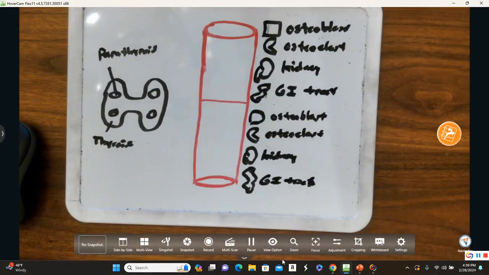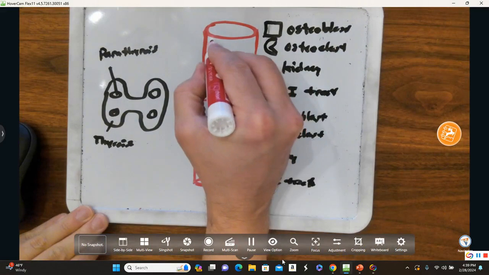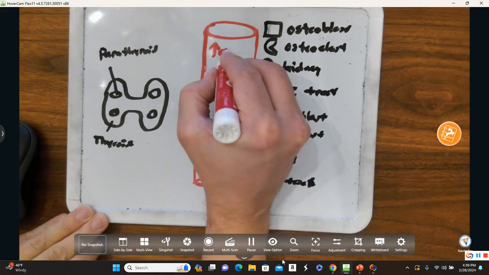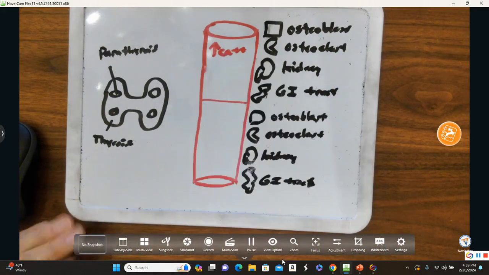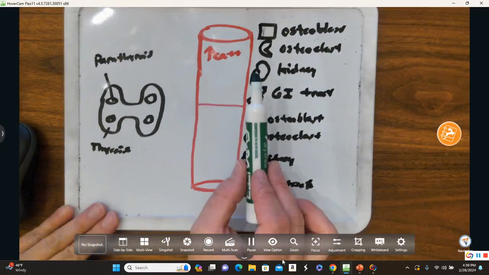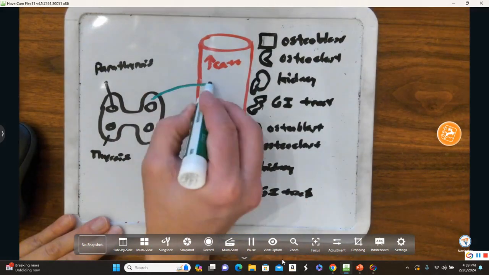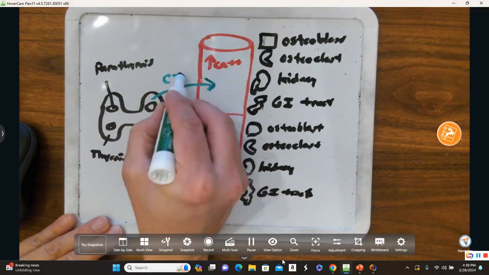Let's start off. If we had high calcium, high Ca++ in the blood, what's going to happen is that when we have high calcium, we need to lower it. Now, what lowers it? Calcitonin. So we're going to come from the thyroid and release calcitonin.